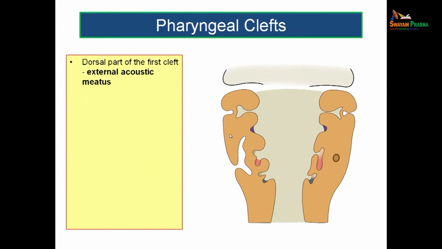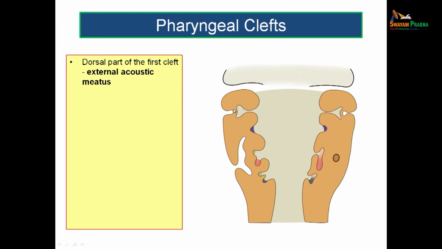So that's about the derivatives of the pouches. Now let's see the derivatives of the clefts, the pharyngeal clefts or the ectodermal clefts. So let's see the first cleft. This is the first cleft. The dorsal part of the first cleft is actually forming the external acoustic meatus.